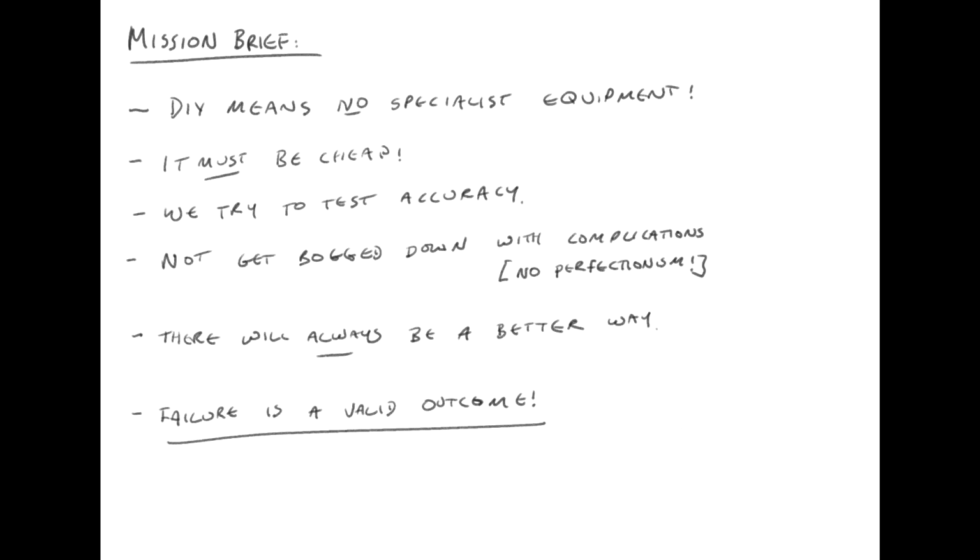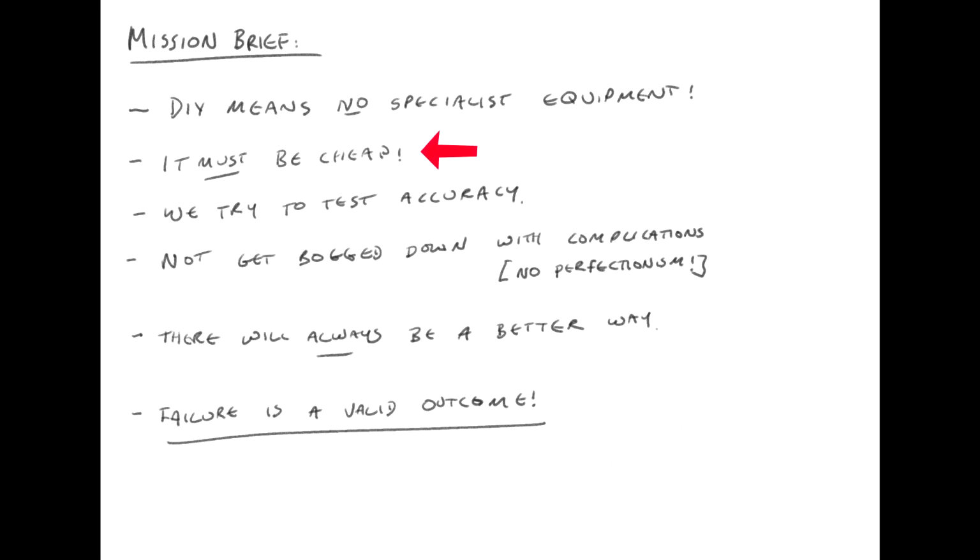Now let's set some boundaries for this to begin with. What do we actually want to achieve in each episode? As you can see, I've been writing a list of my initial aims as a mission brief. Quickly run through them. Number one, DIY means no special equipment. We could go out and buy a meter for just about anything. Well, we're not going to do that. We're going to make our measuring equipment from scratch.